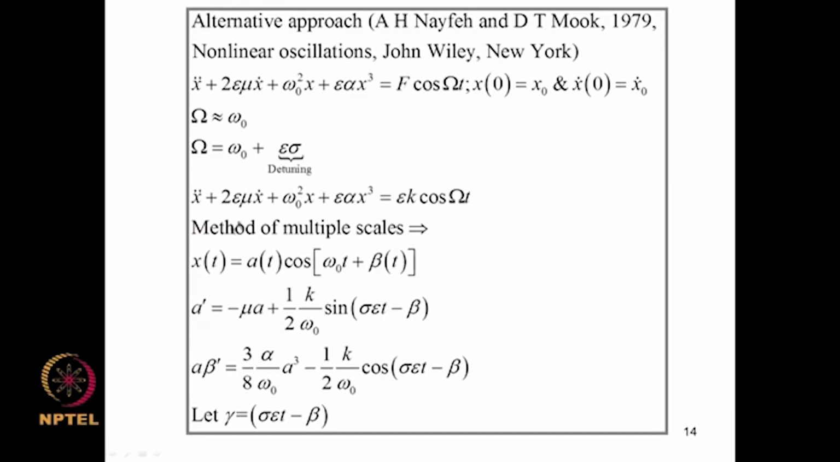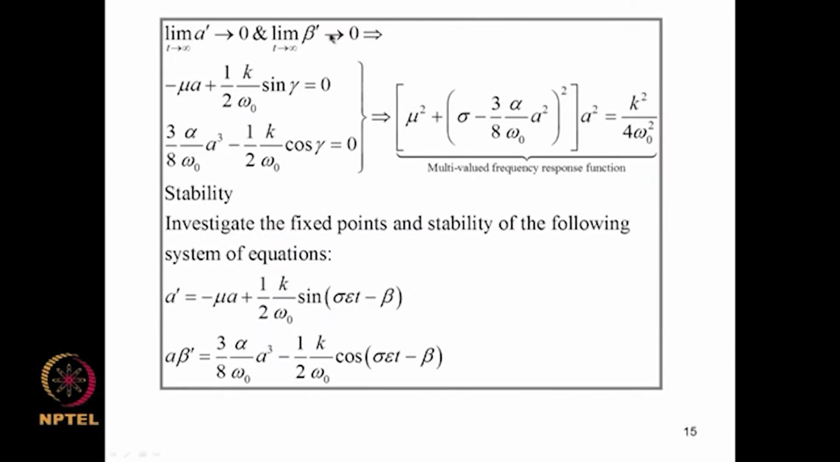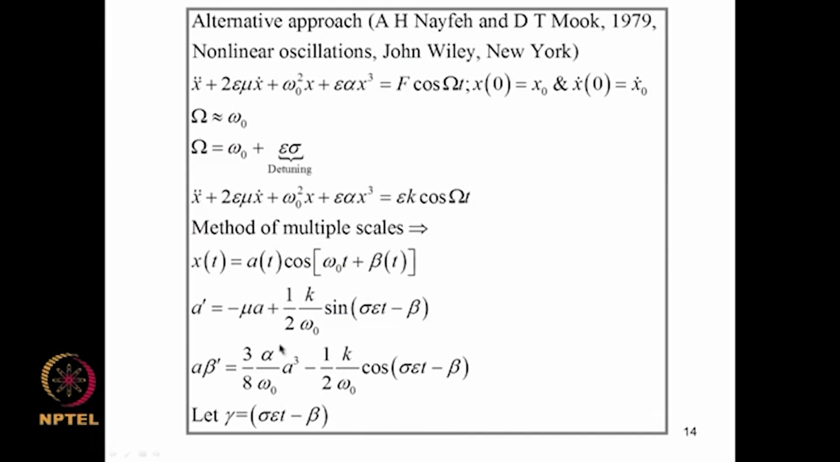So, I will skip the details of the implementation of this solution, but what I will show is that in this method I get a solution in the form A of t cos omega naught t plus beta of t, where A and beta are slowly varying functions of time which are governed by these two differential equations. Now, I can rewrite this equation in this form, and if a steady state exists, you can see that A and beta should become constants, in which case A prime and beta prime must be equal to 0.